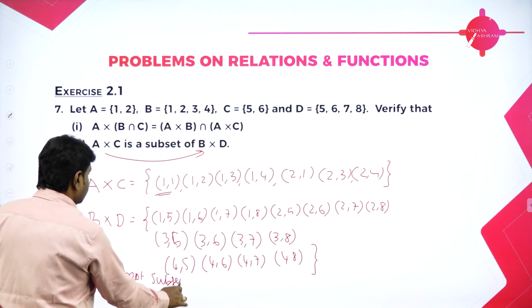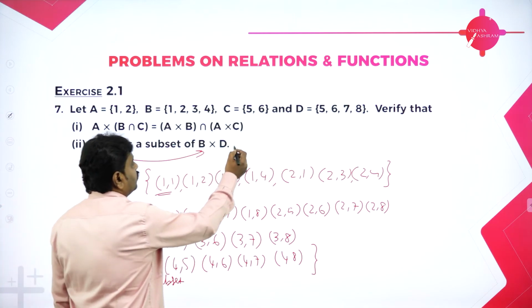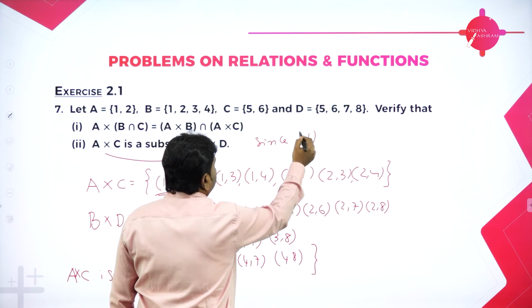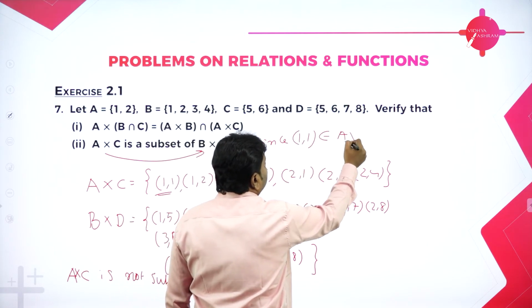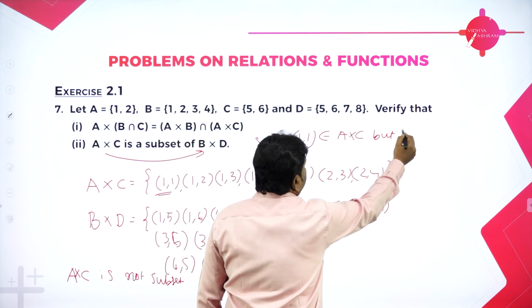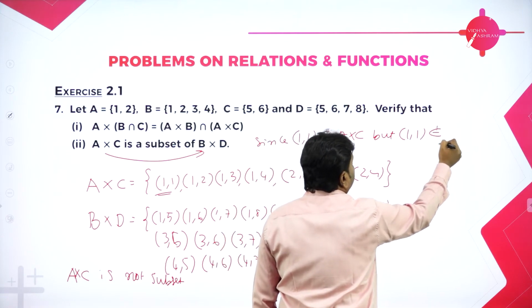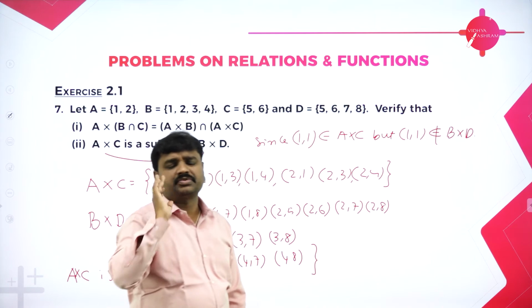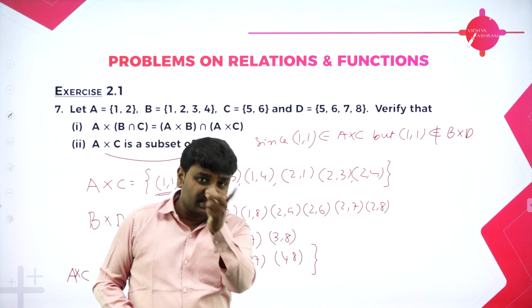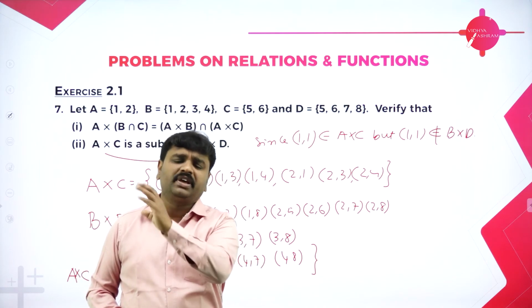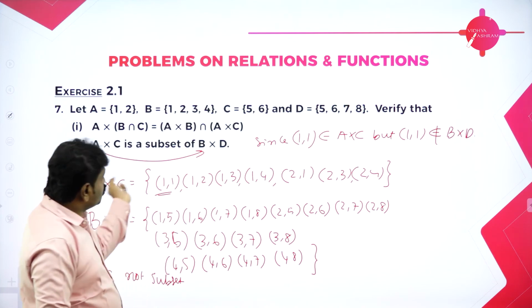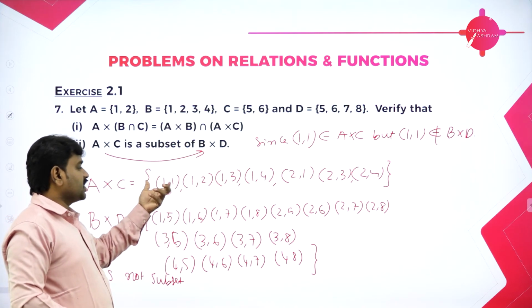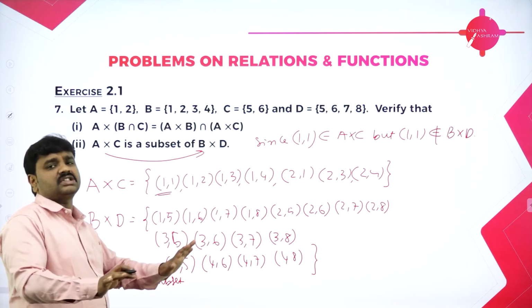Not a subset. Since I can take one element, (1, 1) belongs to A cross C, but (1, 1) does not belong to B cross D. Therefore it is not a subset. Subset means what? If A is a subset of B, every element of A should be in B. Here, if A cross C should be a subset of B cross D, every element of A cross C should be in B cross D. The first element itself is not present, so it is not a subset.